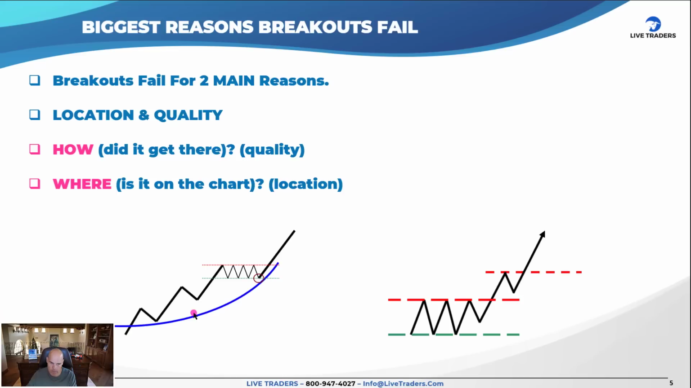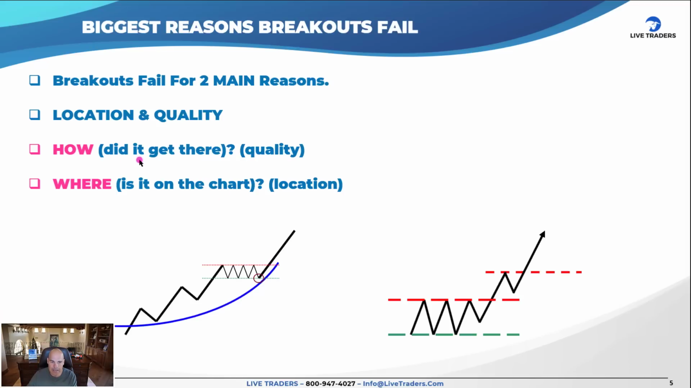Okay, that's meant to be a moving average. That's the bottom of the consolidation. And when it breaks above the red line, that's the actual breakout. So yes, by definition, you could say this is a breakout. But is it a tradable breakout?